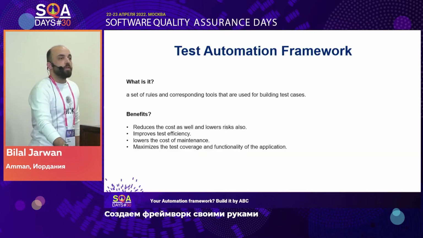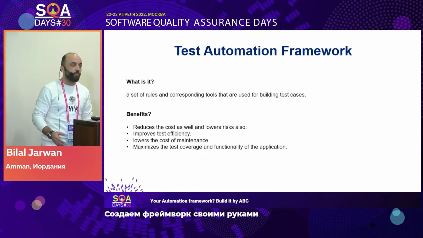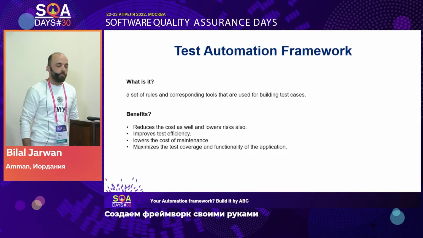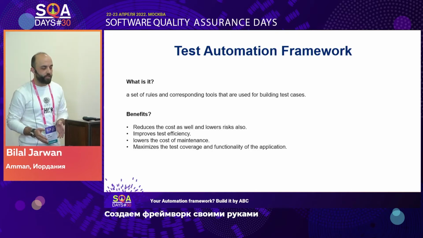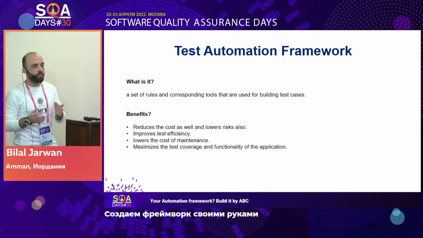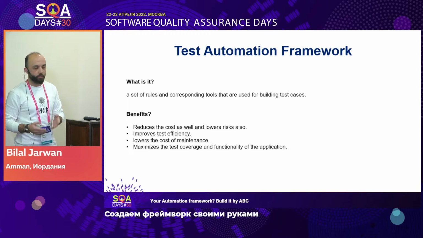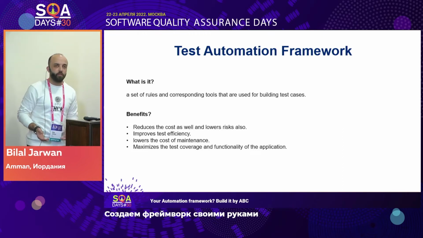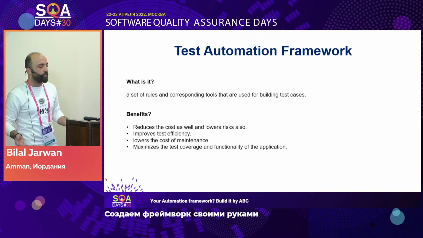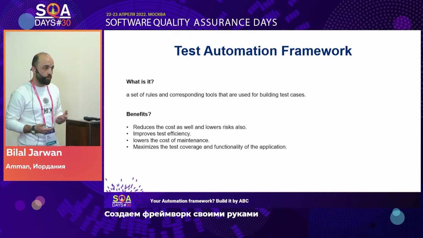First of all, we can start with what is the test automation framework. The test automation framework is a set of rules and corresponding tools used for building the test cases. You can get a lot of benefits when you start automating your test cases for your product. You can reduce the cost of your work and improve the test efficiency, so there is no human error.